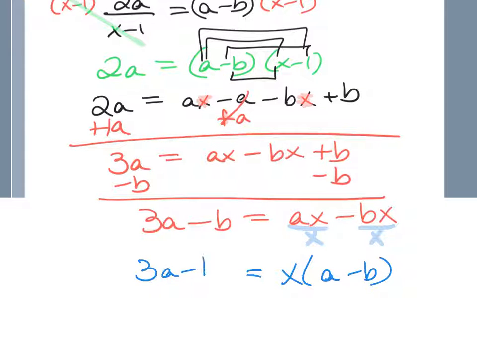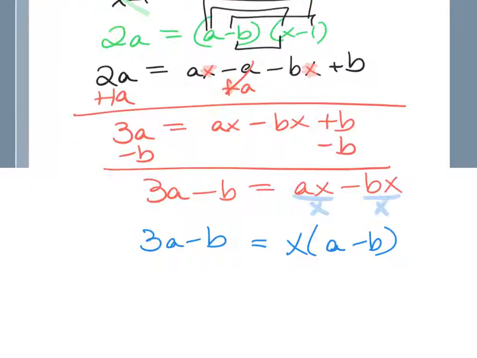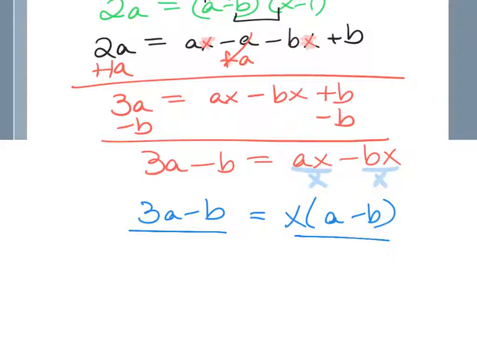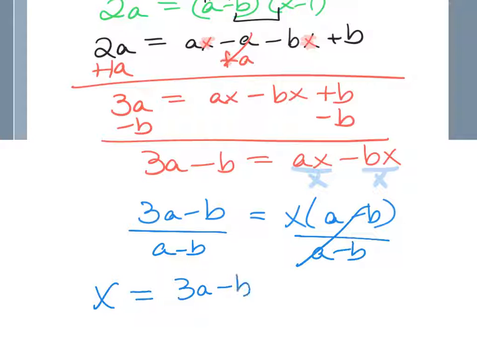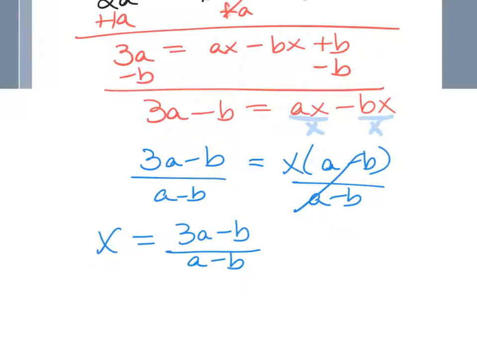And then 3a minus b, just drop this side down. Divide both sides by a minus b. And then x is equal to 3a minus b over a minus b. Now, you cannot cancel that a minus b, okay? Because the top does not look exactly like the bottom. Okay, so that would be your simplified answer.